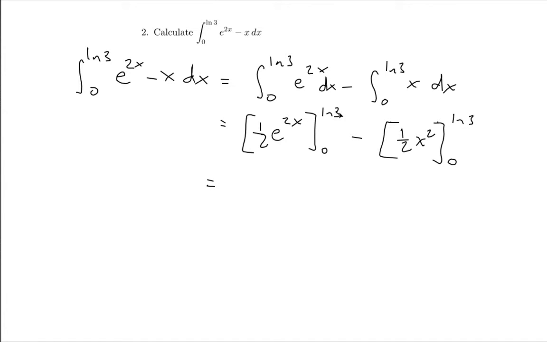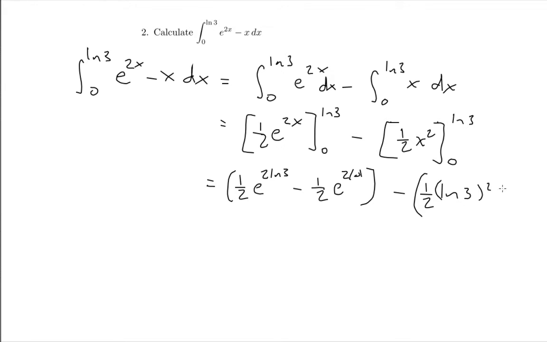So what I do now is I take the top number here, this ln 3, and I plug it in. So I get 1/2 e to the 2 ln 3. And I subtract off what I get when I plug 0 into what's inside these brackets. So that would be 1/2 e to the 2 times 0. The next thing I do is I move over to this integration and I plug in ln 3 into this. This becomes 1/2 ln 3 squared. And then I subtract off what I get when I plug 0 in. This becomes 1/2 0 squared.